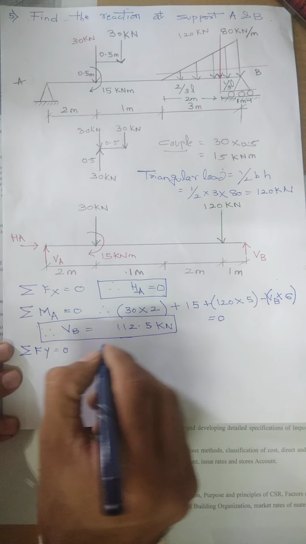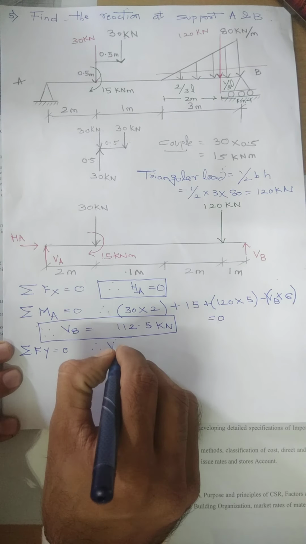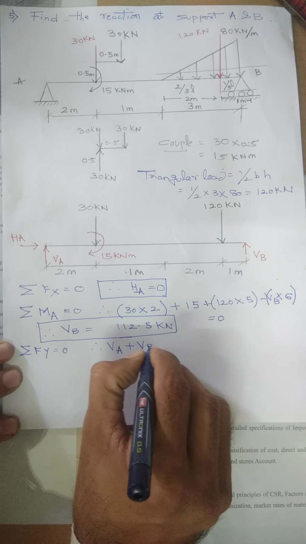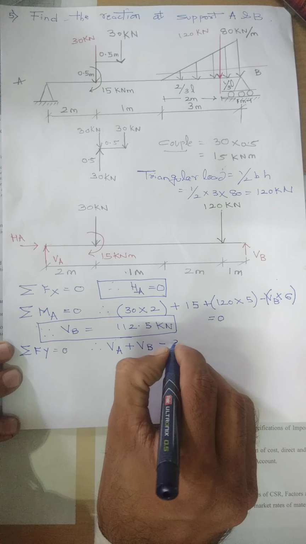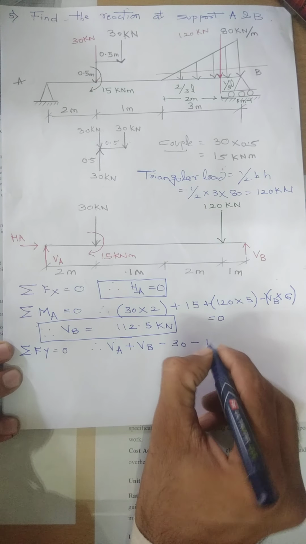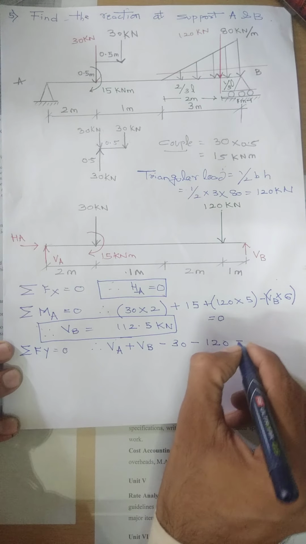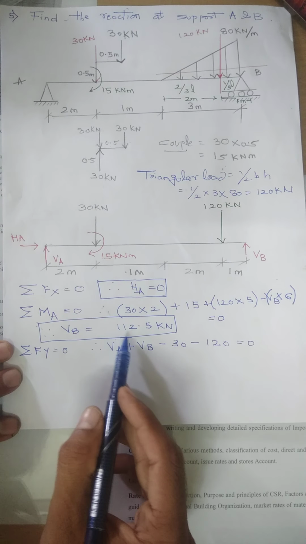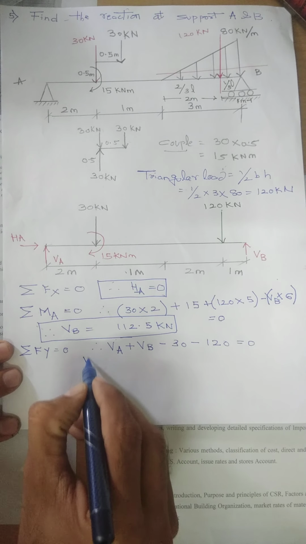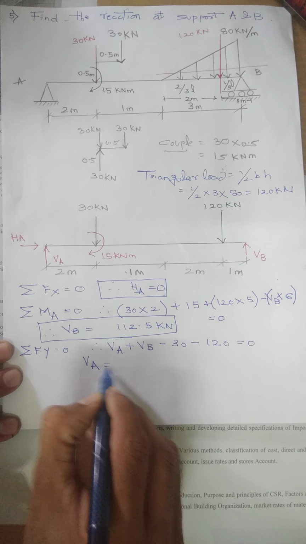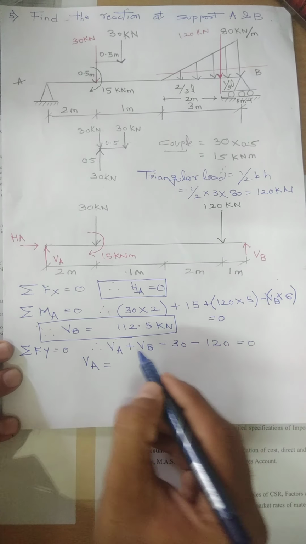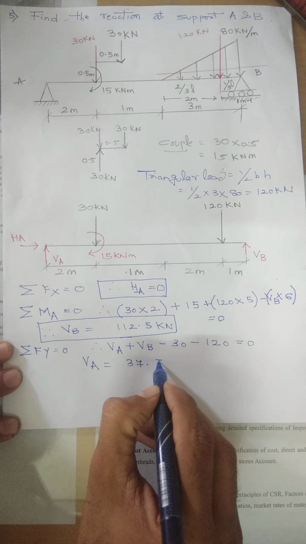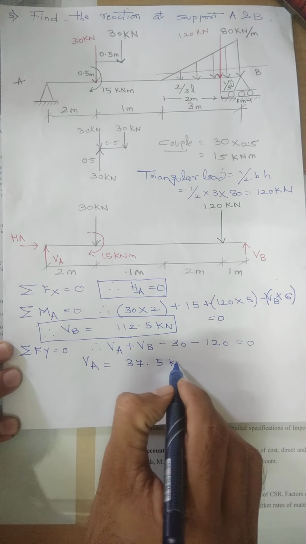Therefore VA is the vertical force at A point, plus VB is the vertical force, minus 30 is the downward force, and minus 120 is again the downward force, that is equated with 0. VB we have just taken as 112.5, so put this value, and after simple calculation VA, the vertical force at A, comes to be 37.5 kilonewtons.